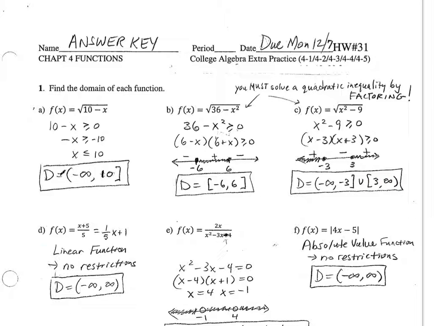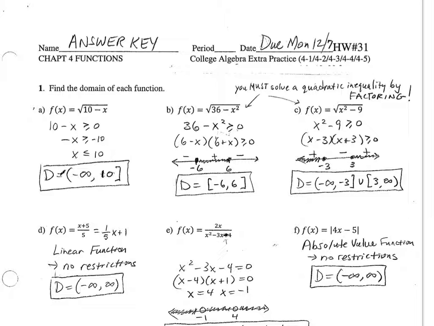In part D, we now see a function where, although we see a denominator, there is no variable x in that denominator. So you should recognize that this equation is just a linear function. It could be rewritten by breaking it apart as 1/5 x plus 1, and linear functions have no restrictions, so the domain is all real numbers.